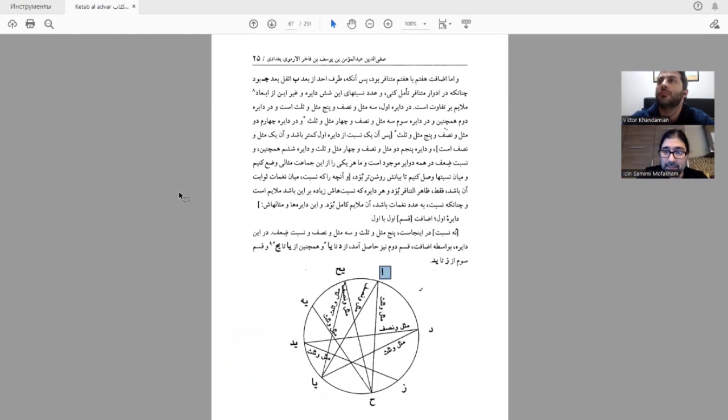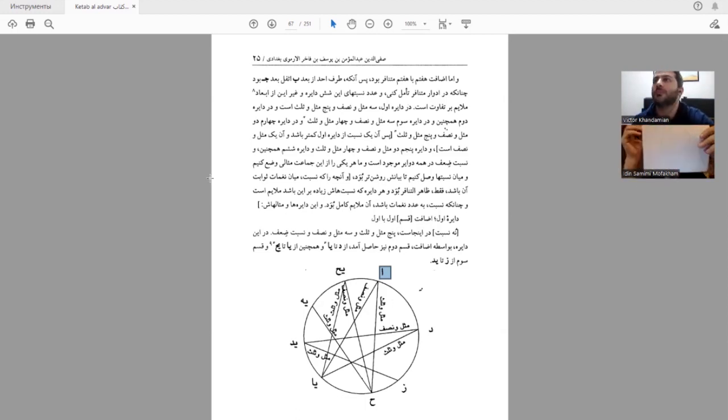Ormavi is the first theoretician to make a graphical object for showing the scale, as you can see here. What he did is, instead of only writing this abjad system on the paper, he also created this graphic here, these circles.